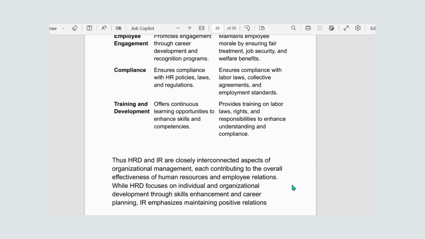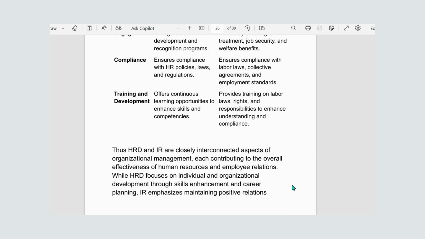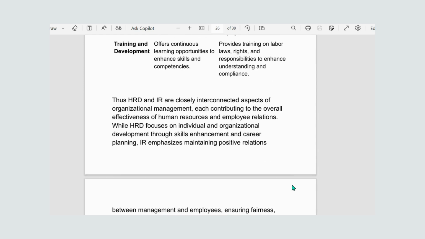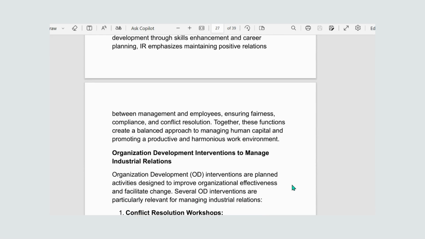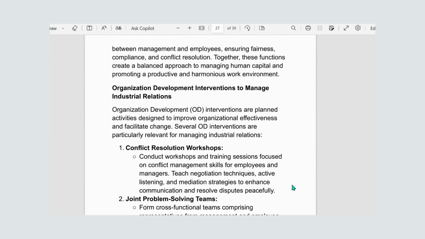So by going through these points, we can see that they are closely interconnected aspects of organizational management. While HRD focuses on individual and organizational development through skills enhancement and career planning, industry relation emphasizes maintaining positive relation. And what is organization development interventions to manage industry relation? Let's see the points one by one.